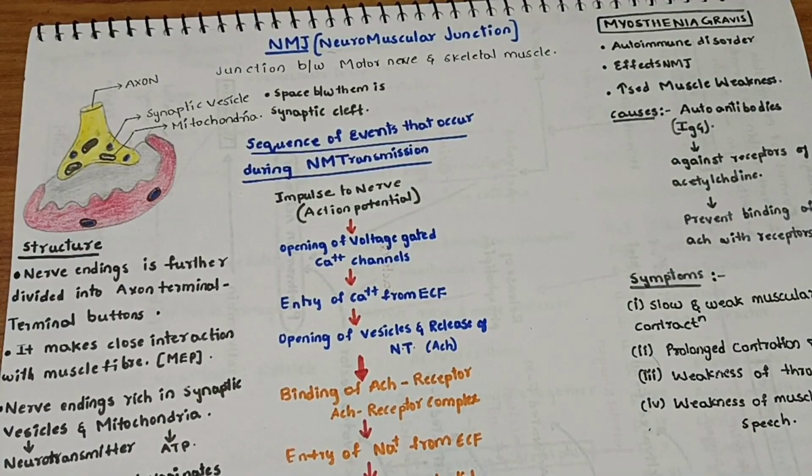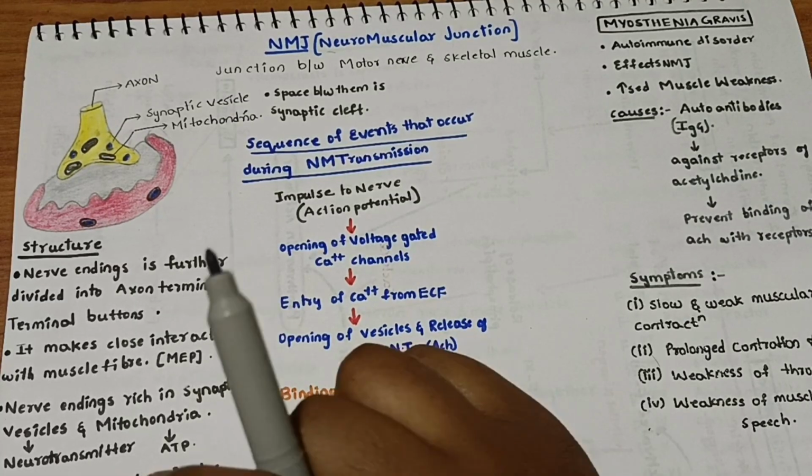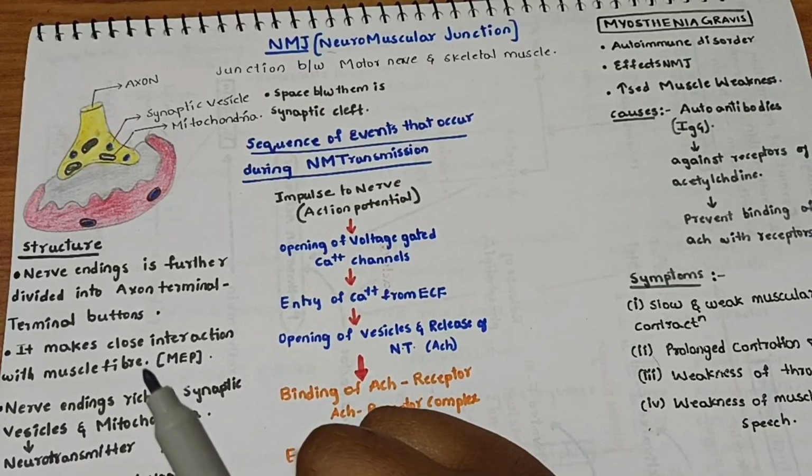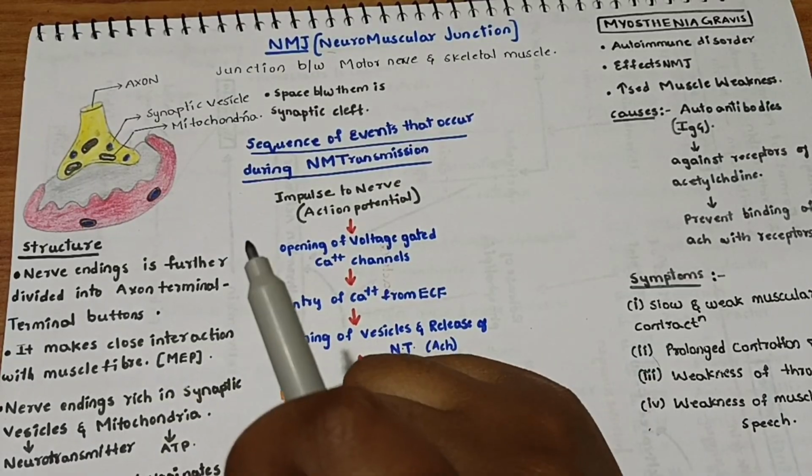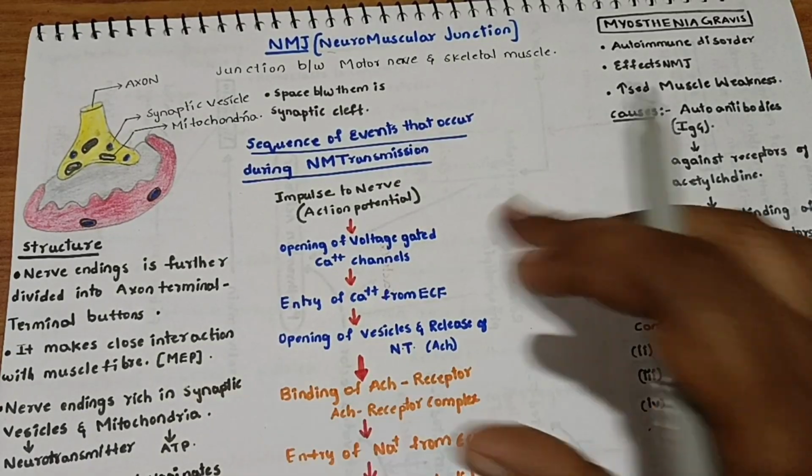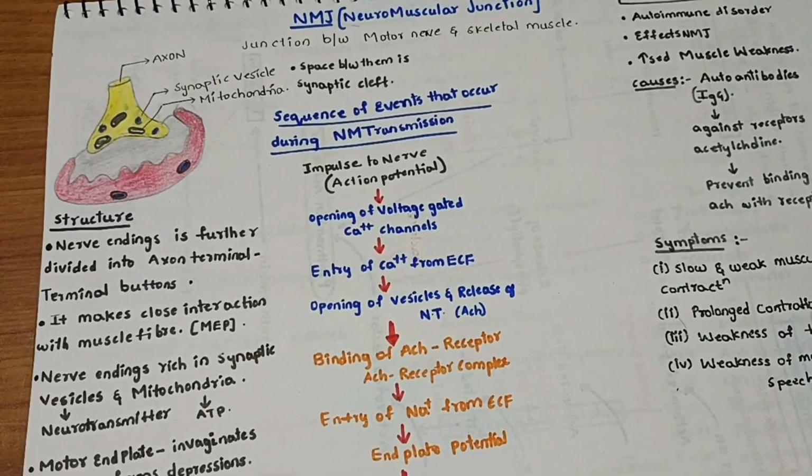In this video, we are going to cover the structure of the NMJ, the events that occur at the neuromuscular junction, and something applied related to the neuromuscular junction. Now let's start with the structure of the neuromuscular junction.